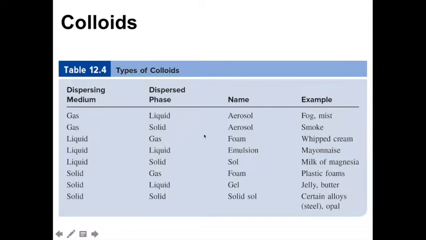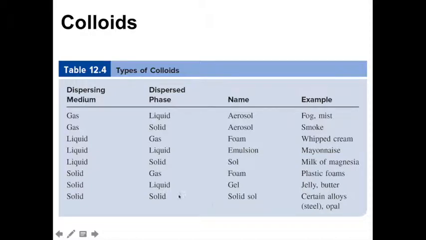We have gas liquid, so it's named foam. An example will be whipped cream. And we have liquid liquid, it's called an emulsion, and an example is mayonnaise. We have solid liquid, so it's called sol. An example is milk of magnesia. We have gas in solid, so it's also a foam. An example would be plastic foams, like styrofoam. We have liquid in solid, so it's a gel. An example would be jelly.